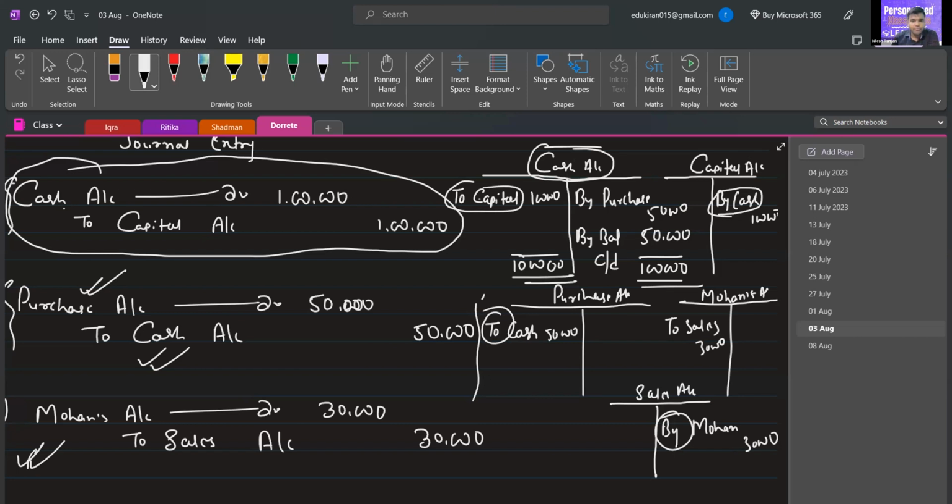Now, what do we have to write? We have to write the name of the opposite account. So in the cash account, in this entry, which account is opposite of the cash account? Capital. And cash account is opposite of capital account. So for cash, it is capital. For capital, it is cash. So in capital, it is written cash, and in cash account, it is written capital. Is this clear?